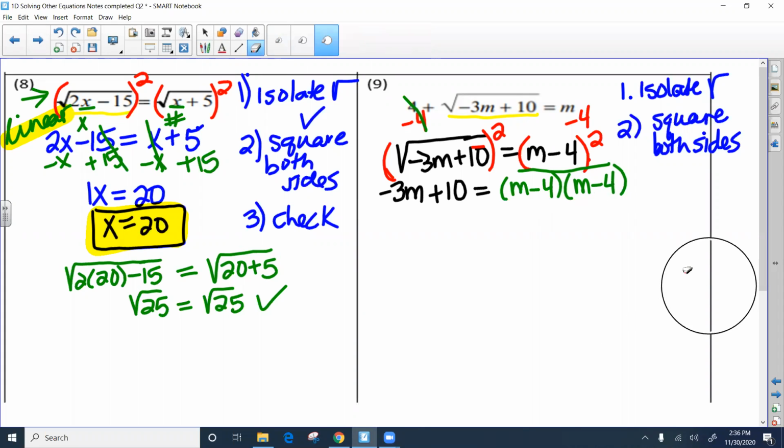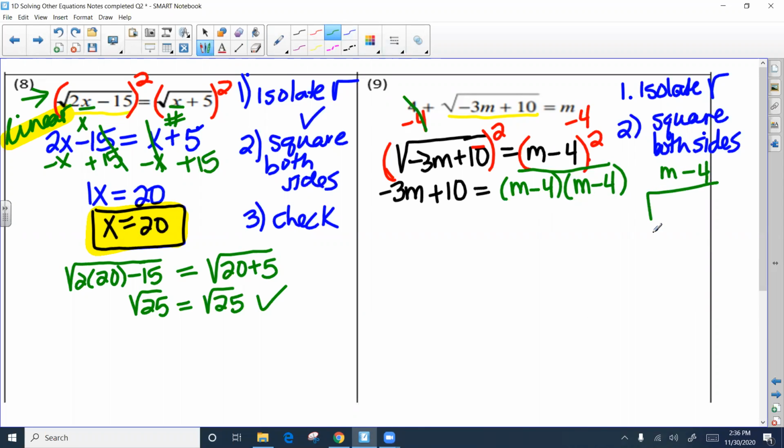So I actually want to multiply that out. I'm going to either use distributive property or box method. I'm going to go ahead and use box method over here. So I'm multiplying m minus 4 times m minus 4. If I do that, I would have m squared minus 4m minus 4m, and then this box would be plus 16.